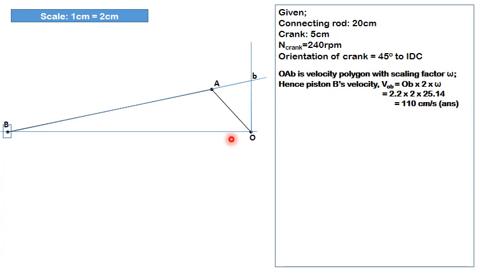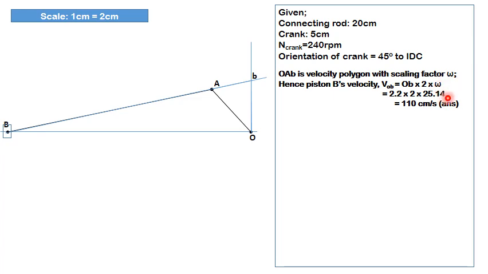You will get the length of this OB nearly around 2.2 centimeter, multiplied by 2, which is the scaling factor which we have used, and Klein's construction scaling factor is omega, which is 25.14. So omega you need to determine using n, speed. So 2 pi n upon 60 is the formula which you have to use to calculate omega. 240 is the RPM here, so multiply it by 2 pi and divide it by 60, you will get the answer as 25.14.